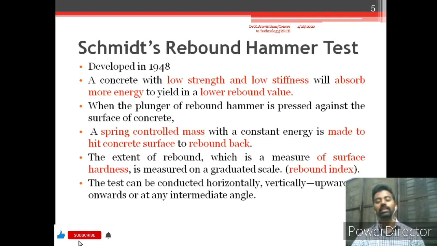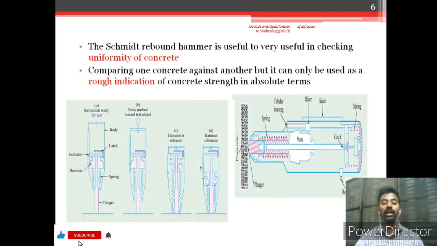The value taken by this test is identified by the rebound hardness number or rebound index. So you will get a value after conducting the test. There is a graph in the equipment, and you have to compare this value with the graph to get the compressive strength of the concrete. This will also give an idea about the uniformity of the concrete. You can see this is a rebound hammer equipment.